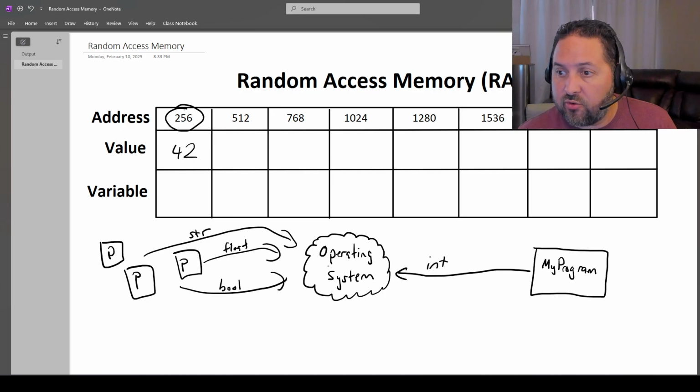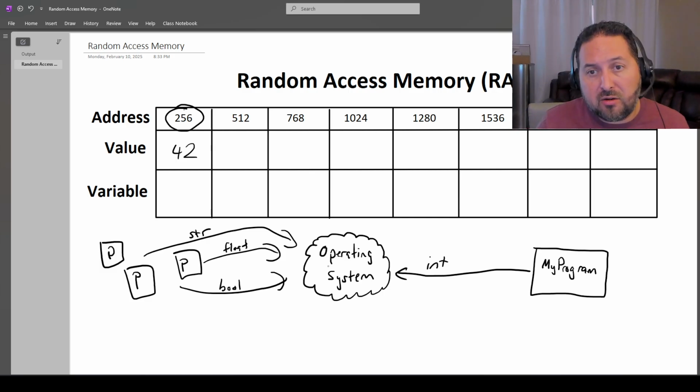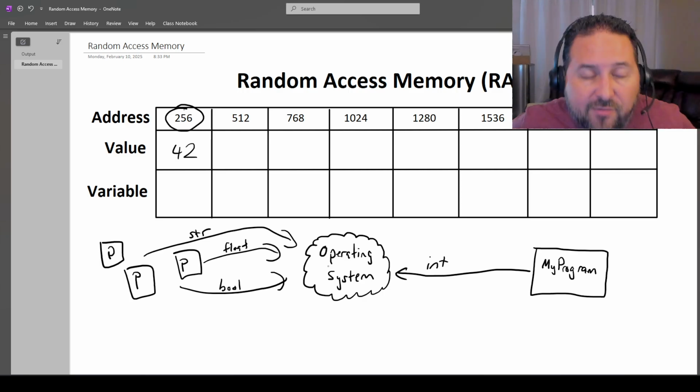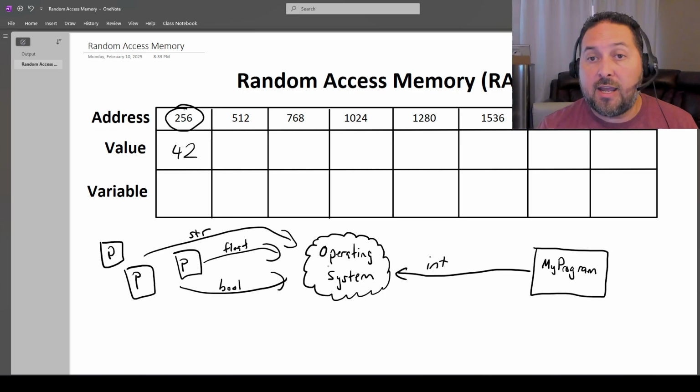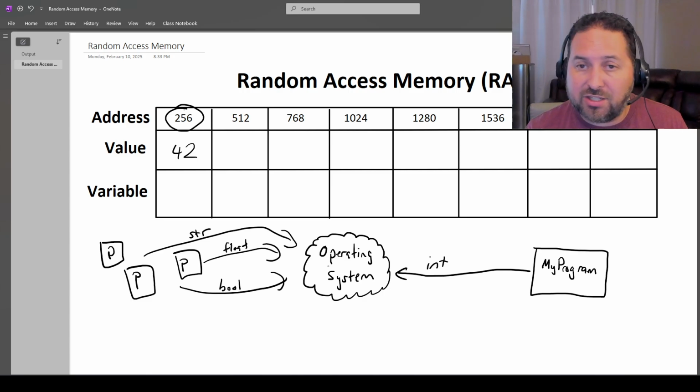Okay, so maybe that's for my program. It said here you got 256, you get address location 256, and here's what you're going to store there. You want to store a 42 there? Cool, that's fine. I gave you permission. You can put whatever number you want in there. It has to be a number because you only asked for an integer, right? But that's how it works.